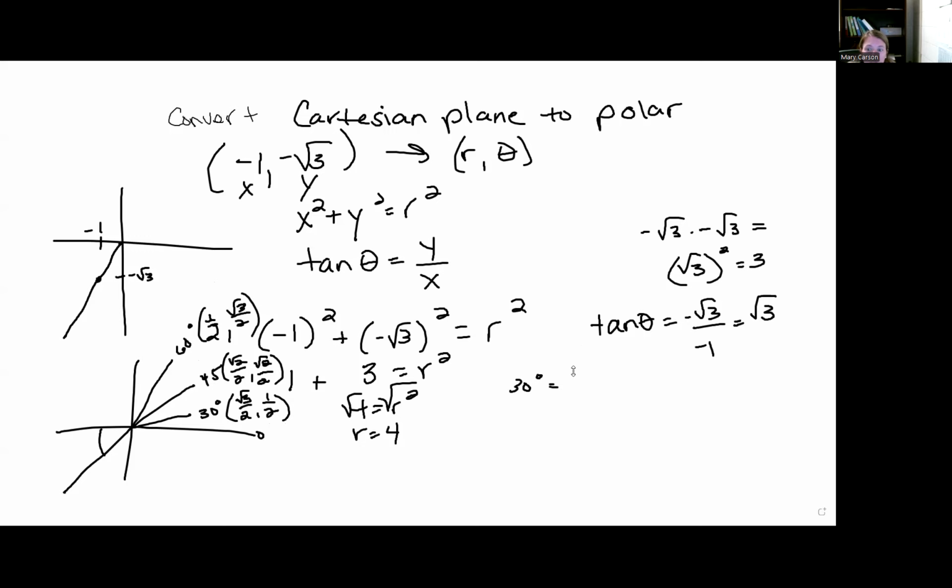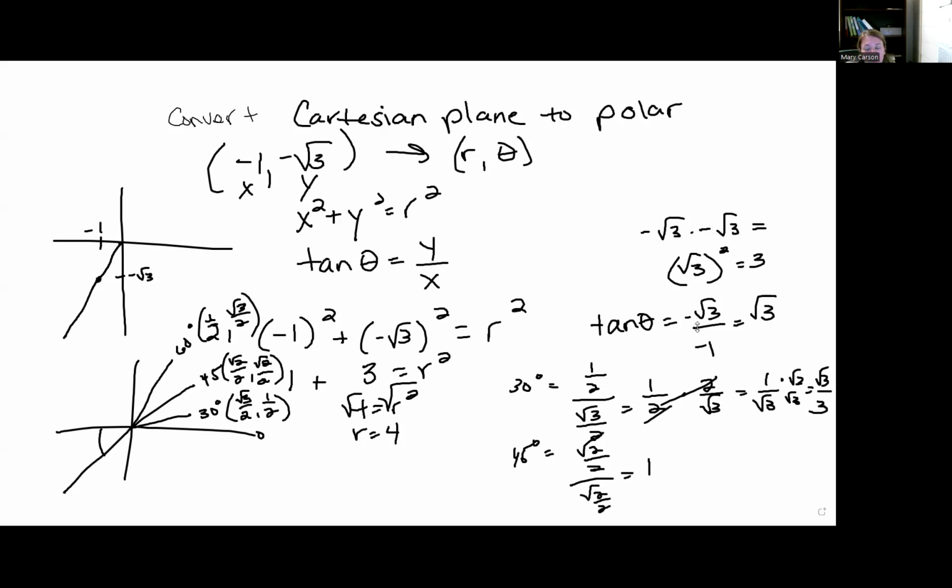So 30 degrees, so I'm going to do 1/2 divided by the square root of 3 over 2. And remember, keep, change, flip. I'm changing it to multiply, flip the fraction. And those cancel, and you're left with 1 over square root of 3, which is the same thing as square root of 3 over 3. So we know it's not the 30-degree one. Next, I'm going to do 45. If I did square root of 2 over 2 divided by square root of 2 over 2, that's going to be equal to 1. So we know it's not that one.